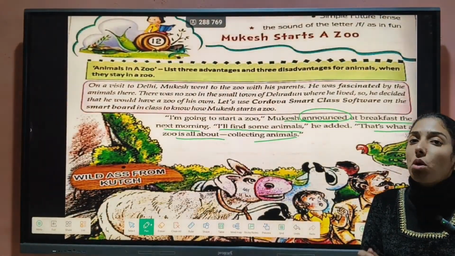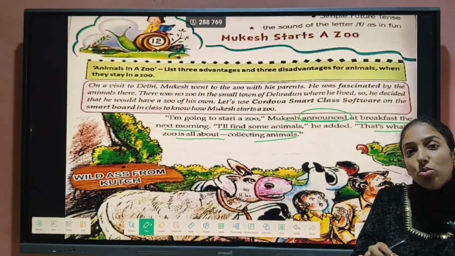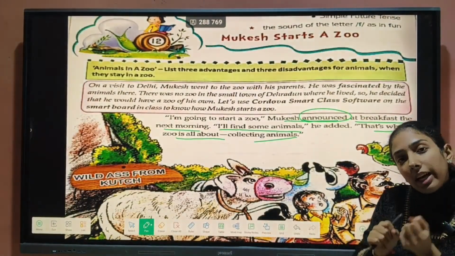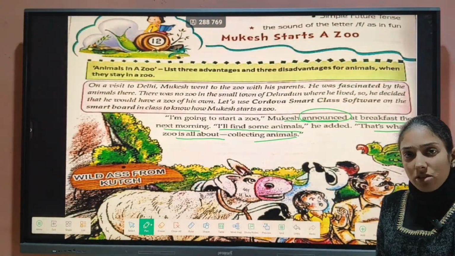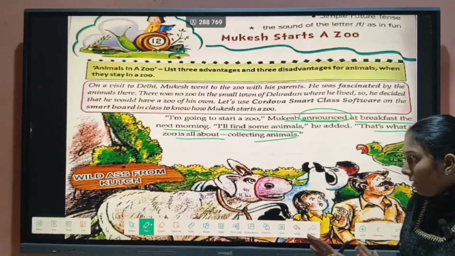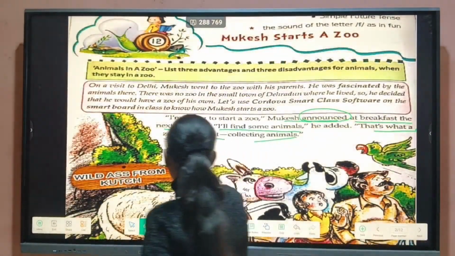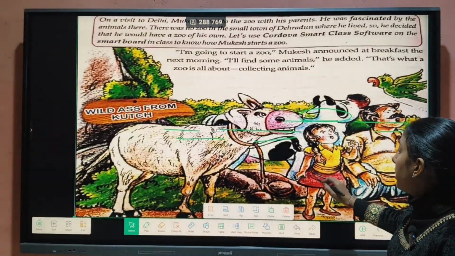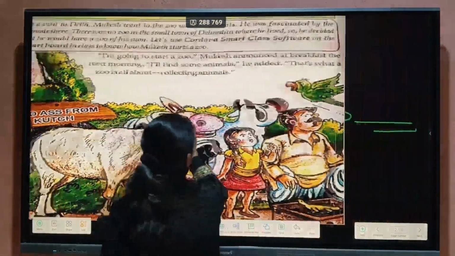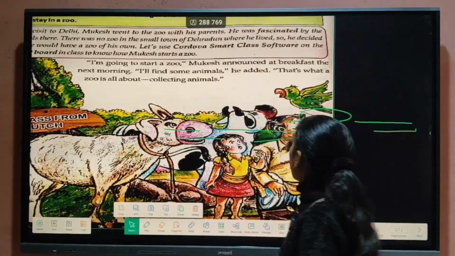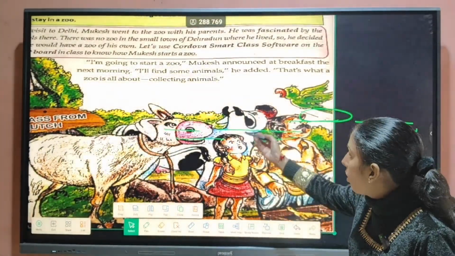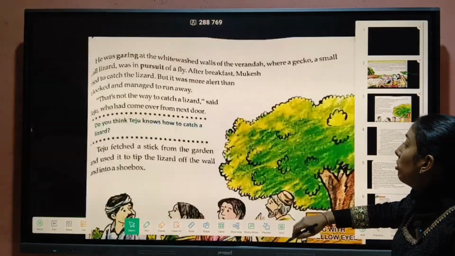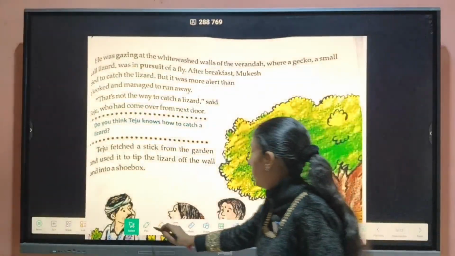Now he is a small child. He thinks that in a zoo only the animals are collected. He has to only collect the animals and put them in one place, and that is his zoo. Simple, just that much. So in this picture you can see there is a donkey, a parrot is also there, a cow is also there. Clear? So he is trying to start his own zoo.